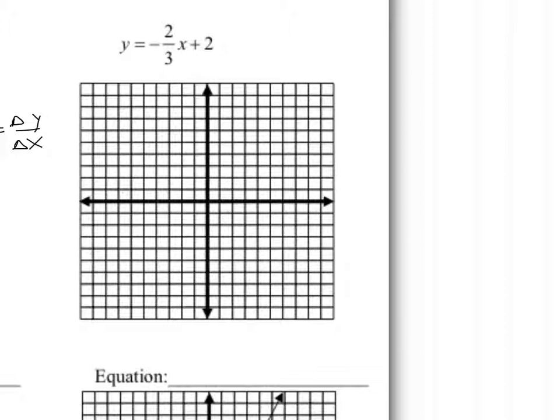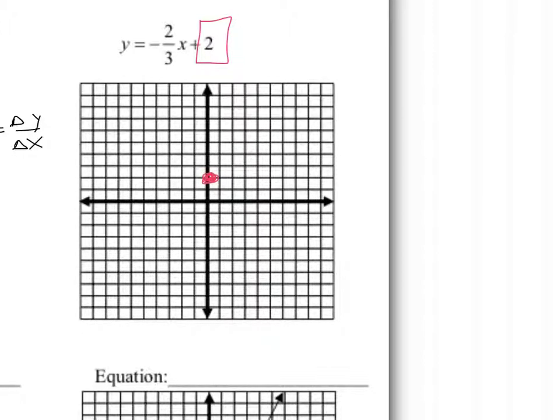So right here in the middle. Where in this middle though? Where in this middle? Up 2. Looking at our y-intercept is 2, so 0, 2.